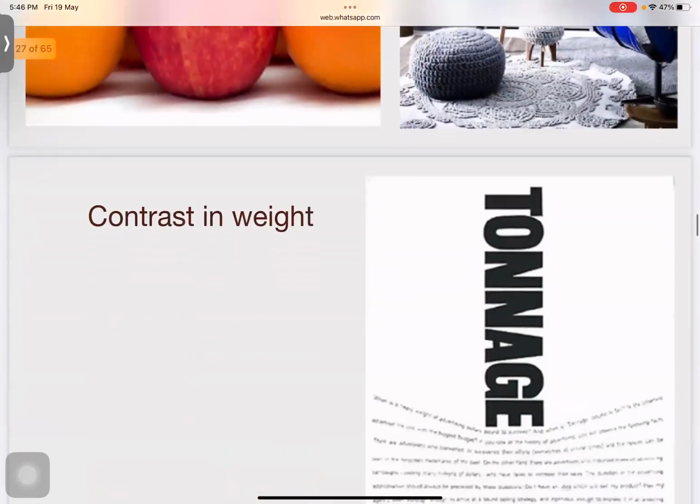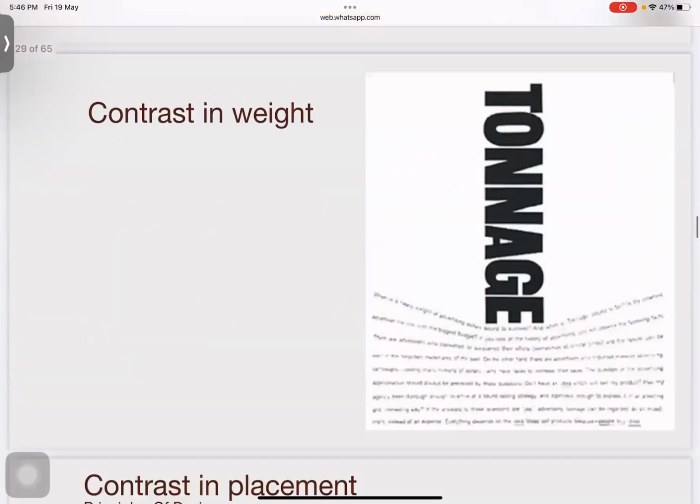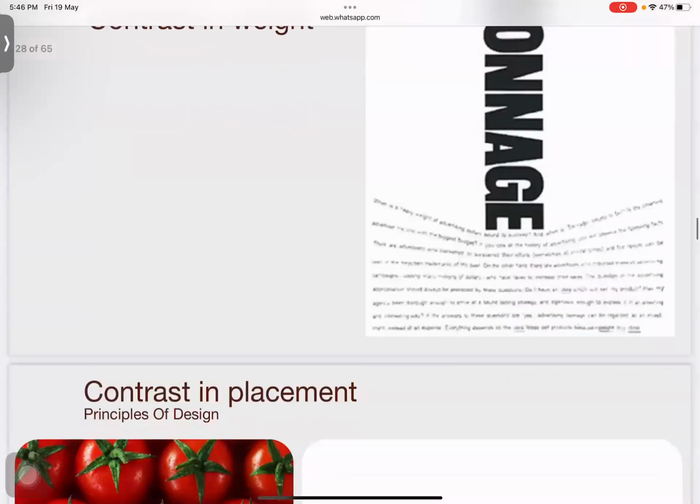See this particular lettering which has been shown on the right hand side, falling off onto the smaller ones. It shows a great amount of weightage. It makes you feel that okay, there is really a lot of weightage on tonnage. Okay, so these are some of the things.